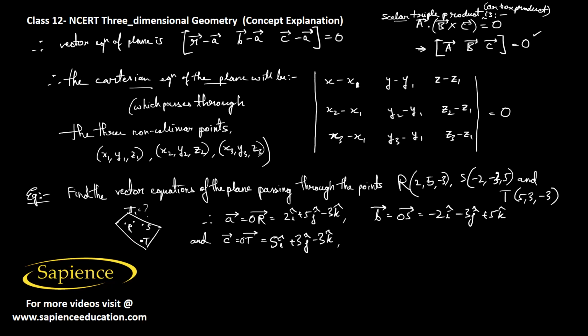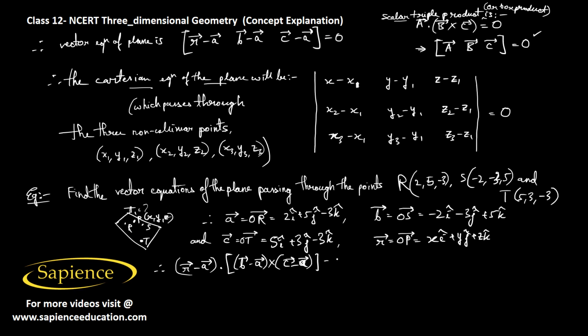We also need to take one arbitrary point P. The position vector of the arbitrary point is always taken as r vector, which is OP vector, that is xi cap plus yj cap plus zk cap, since the arbitrary point is always taken as (x, y, z). Therefore, the vector equation is (r vector minus A vector) dot (B minus A) cross (C minus A), that is equal to 0.